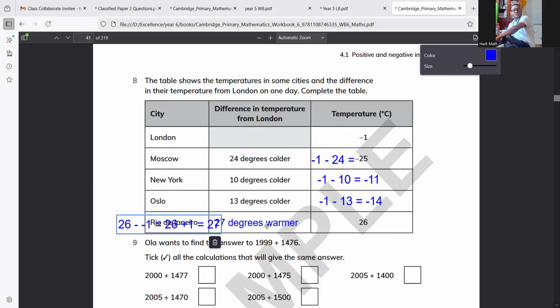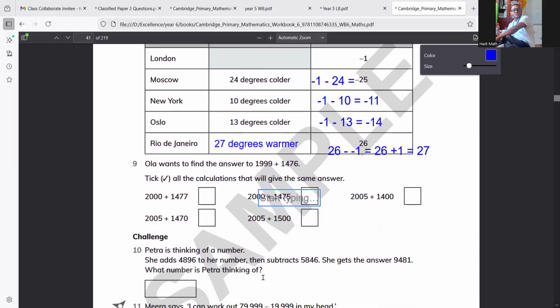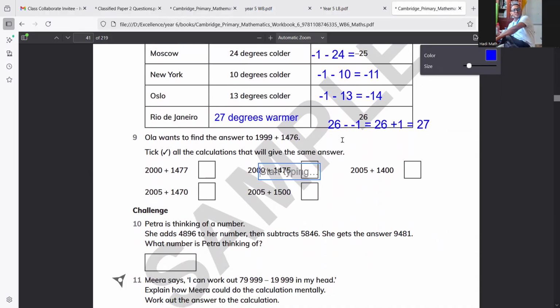And here is the calculations that we did. Let's go to question number 9. We say Ola wants to find the answer of those two numbers.